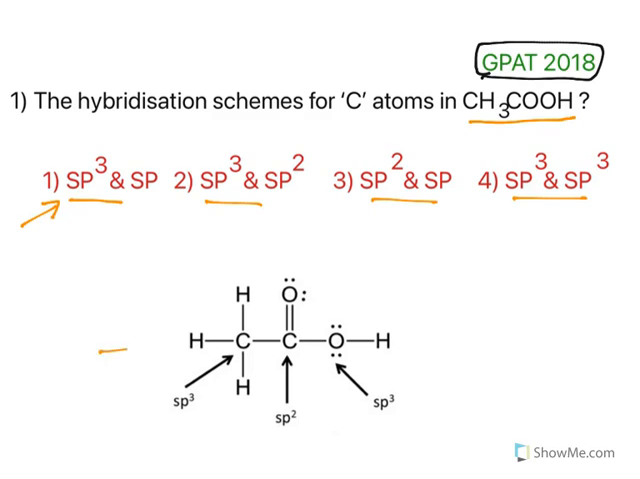When you see acetic acid, the carbon atom of this one is sp3 hybridized, whereas the other carbon is sp2 hybridized. Oxygen is sp3, but the question is about only carbon atoms. So the answer is sp3 and sp2. But we know the answer, you need to understand the concept. Let us see the concept.